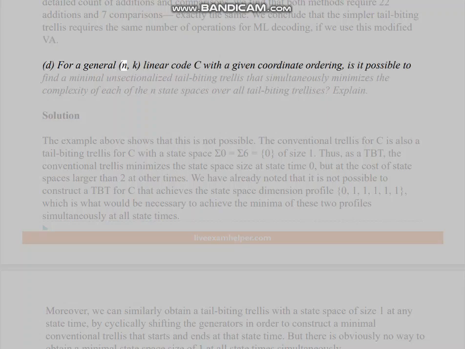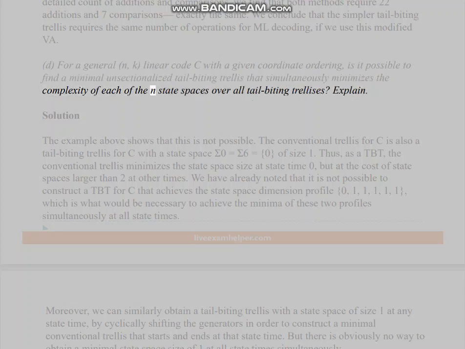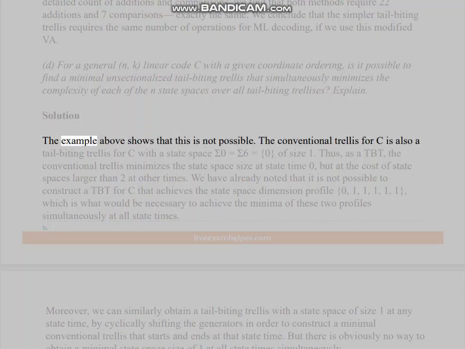D. For a general (n, k) linear code C with a given coordinate ordering, is it possible to find a minimal unsectionalized tail-biting trellis that simultaneously minimizes the complexity of each of the n state spaces over all tail-biting trellises? Explain. Solution. The example above shows that this is not possible.